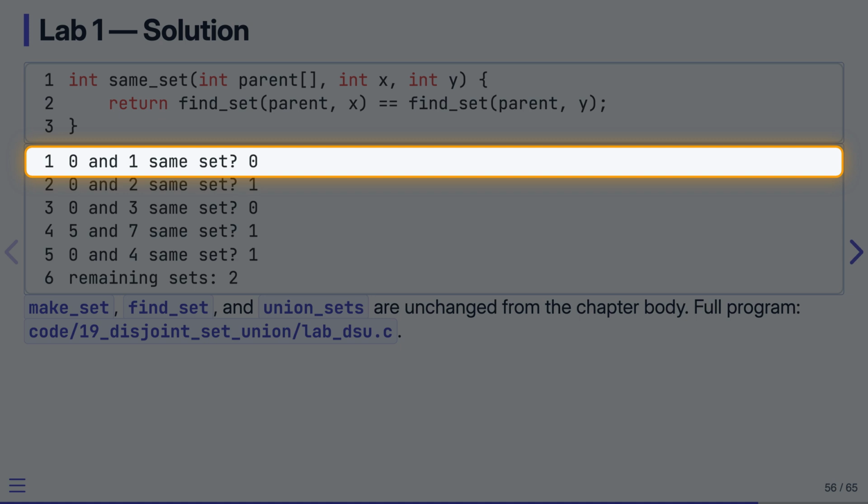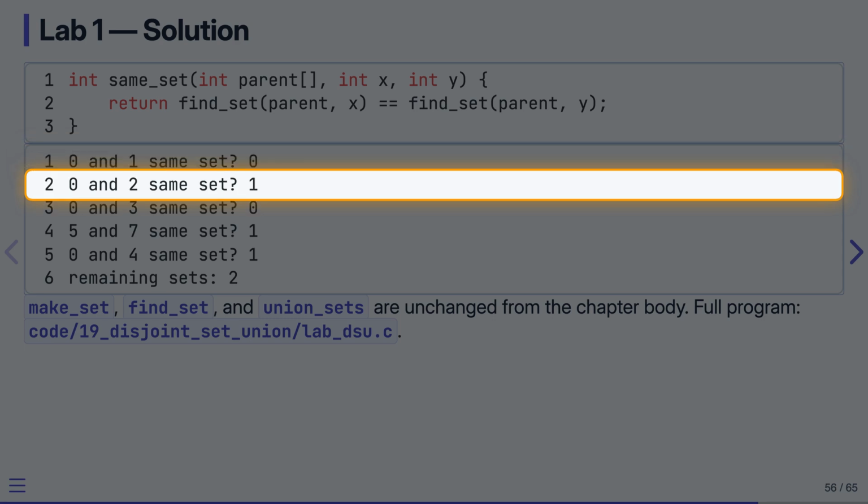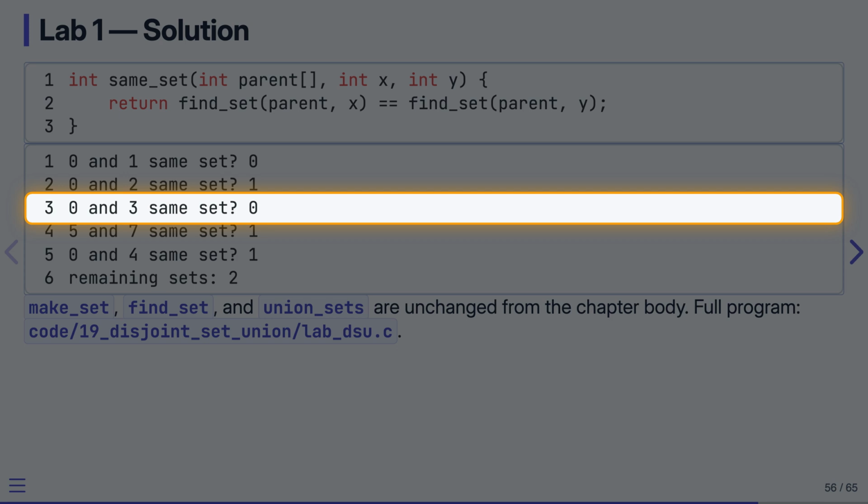Now the output. 0 and 1 same set, 0. They start apart, so the answer is false. 0 and 2 same set, 1. After the unions, they landed in the same group. 0 and 3 same set, 0. Those 2 groups were still separate at that point.